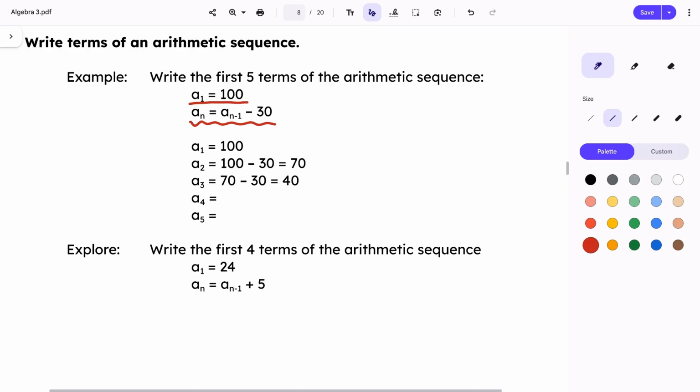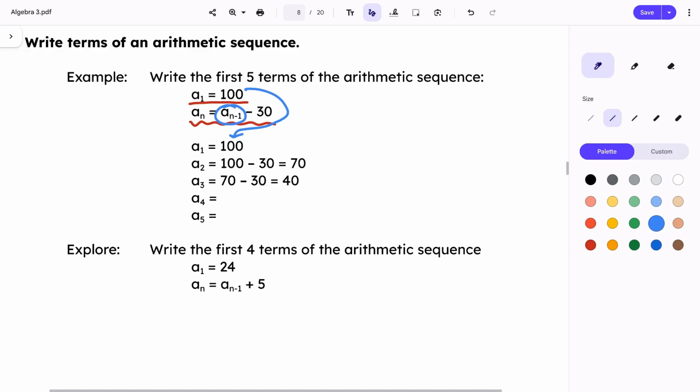So the first term they gave me was 100. So this 100 comes down into that a sub n term. So it just got dropped into this piece here. And then you subtracted 30. So 100 minus 30 gives me 70. And then that would be the next term.